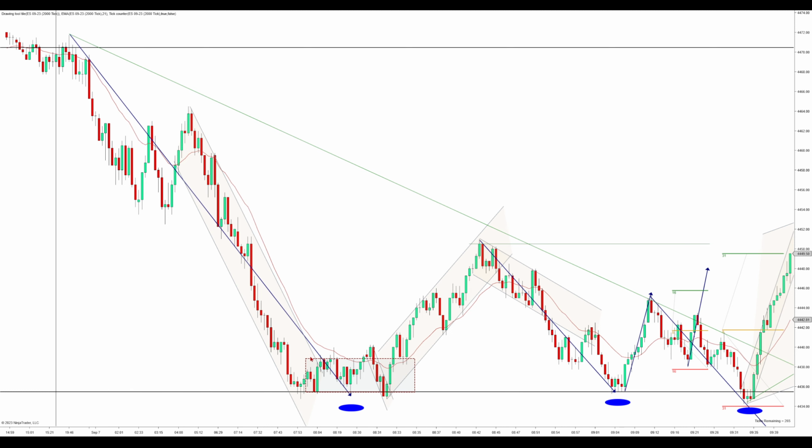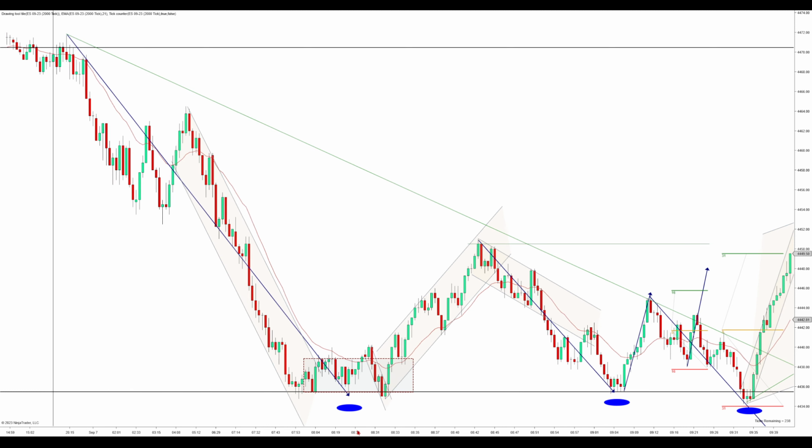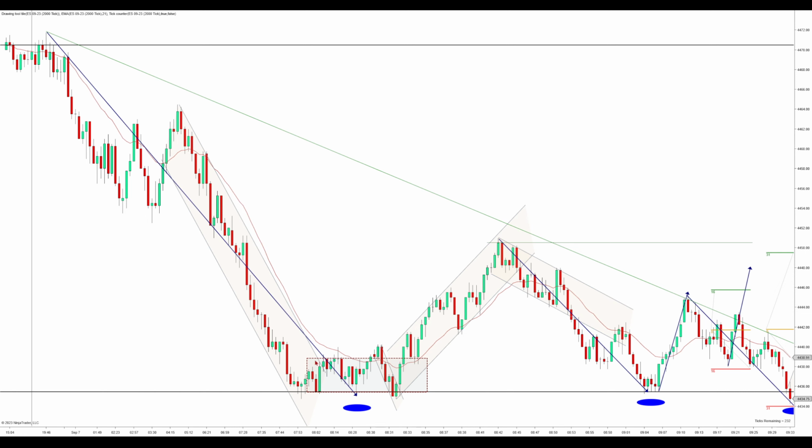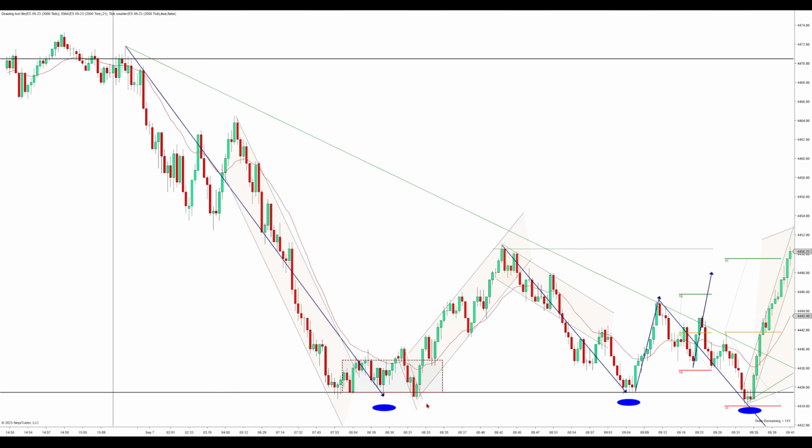So anyway, here we start finding resistance. We form the overnight low here. It's pretty clear we're in a range here, especially after this second swing here. It's pretty clear we're going sideways. And then we have a triple test here.